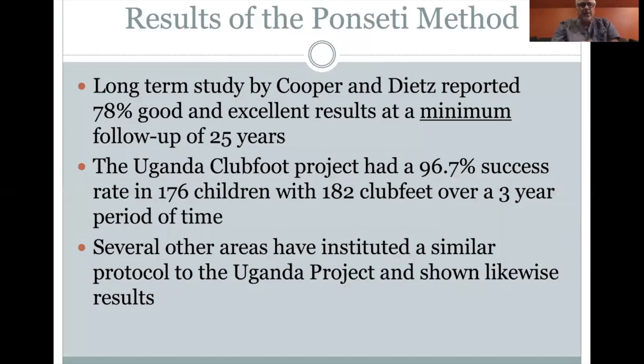The results of the Ponseti method: a long-term study by Cooper and Dietz reported 78% good to excellent results at a minimum follow-up of 25 years. I mean, that's an incredible long-term follow-up. Success rates have been as high as 96.7% when it's followed appropriately. People try to modify it. There's really no modifying it. It is a specific technique. And many developing countries have started clubfoot projects. I worked on the Haitian Clubfoot project.